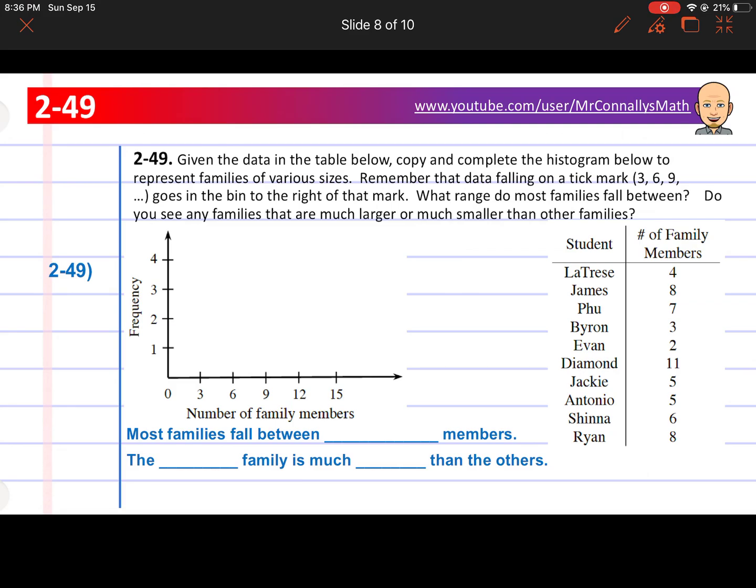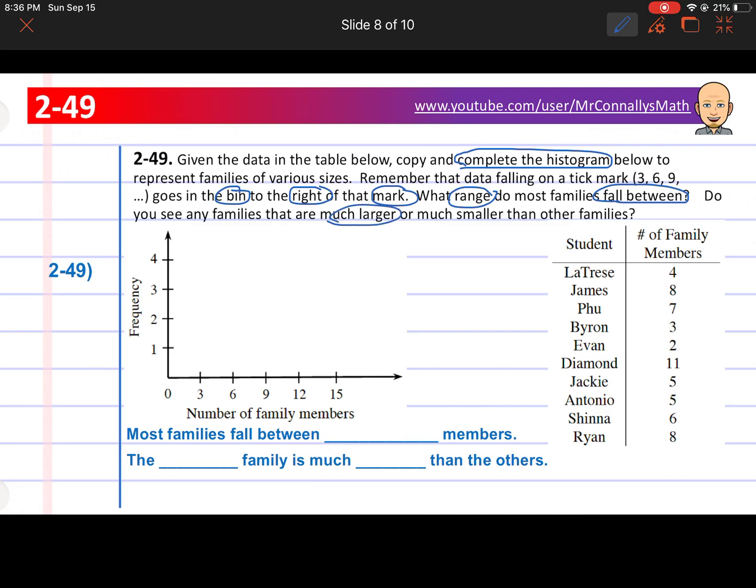Okay, so the keys to this one are, we need to complete the histogram. Remembering the data goes in the bin to the right of the mark. And we're looking at what range do most families fall between.